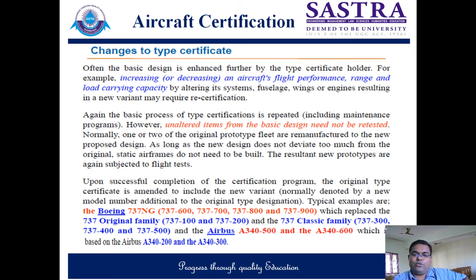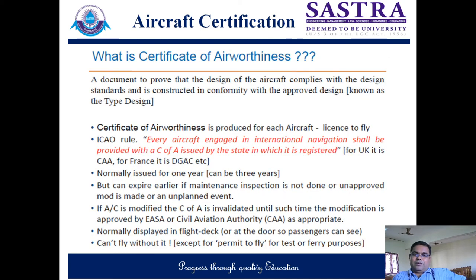A new variant, like the Boeing 737 NG or 737-600. So Boeing has produced various variants of the aircraft. Those are updated versions of the basic prototype. So for each version you have to take certification again: the type certificate, then the certificate of airworthiness. So now we come to the certificate of airworthiness.